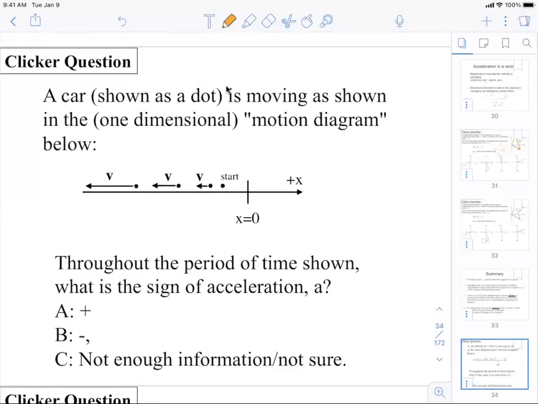Whether something is positive or negative depends on which way you define to be positive. I have defined pointing to the right to be the positive direction. And here I'm asking you, what is the sign of the acceleration in this case? I'll go ahead and let you vote on this one.